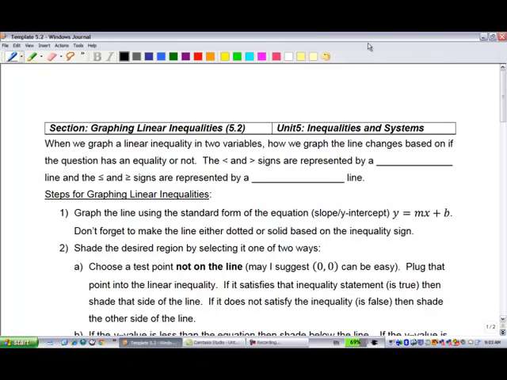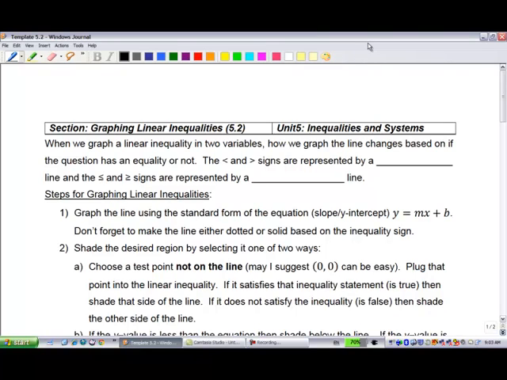Today we're going to take a look at graphing linear inequalities. Basically, when we graph a linear inequality in two variables, how we graph the line changes based on whether the question has an equality or not. And I don't mean how we graph the line in terms of rise over run, y-intercept. I'm talking about physically, do we draw a solid line or a dotted line?